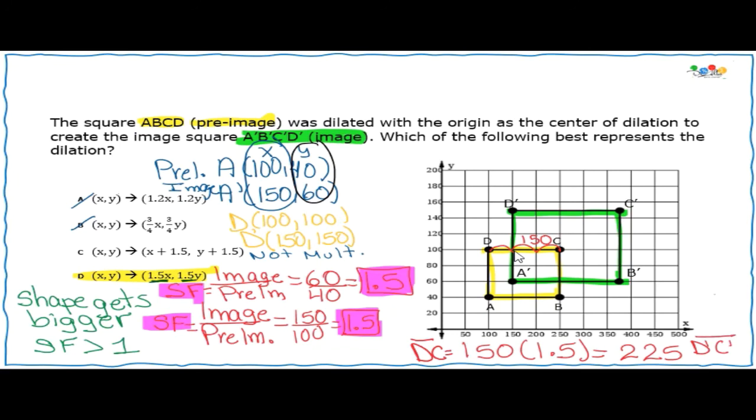So let's go back to the figure and let's see. This is 50, 100, 150, 200. And now it doesn't go all the way to the other one. So this is 225. So there's two ways you can do it. You can go with the coordinates, but you can also do it with the length of your line segments.